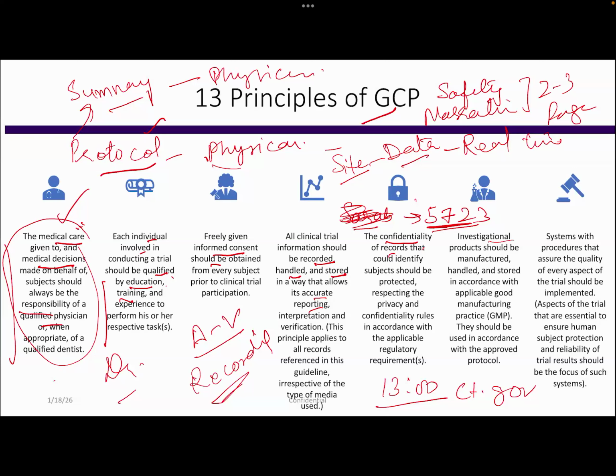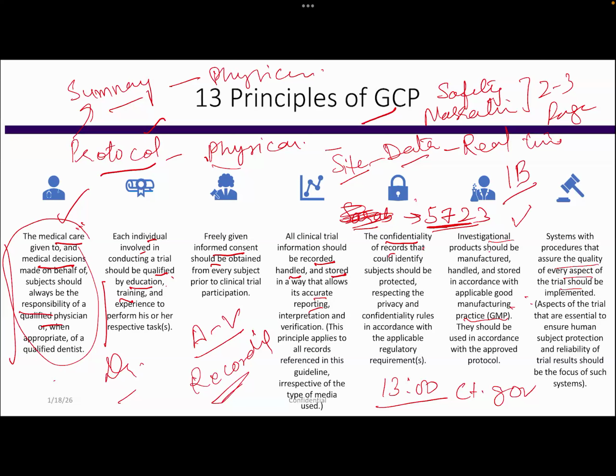Investigational product should be manufactured as per good manufacturing practices. GMP should be followed, and sufficient information should be shared with the investigator for the investigational product. How do we share that? Through the investigator's brochure. Systems and procedures to ensure the quality of each aspect of the trial should be there.